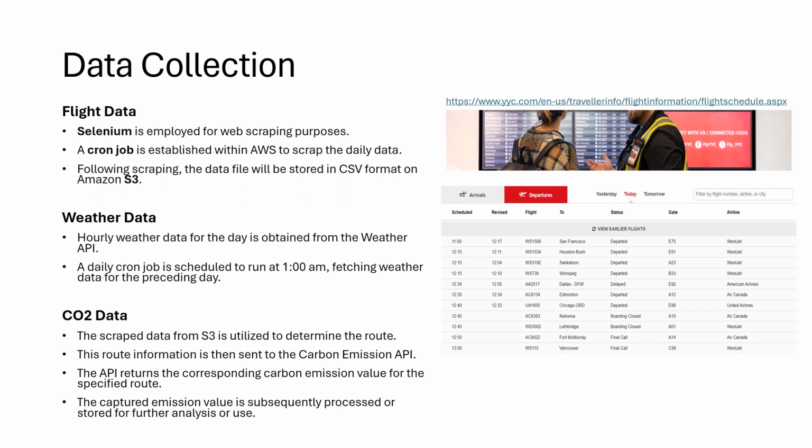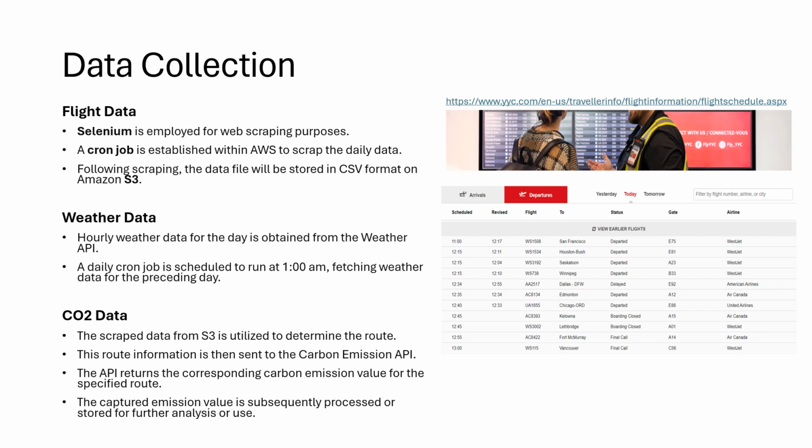Moving on to the data collection, our project has three major datasets taken from three different sources. First and foremost, flight data has been scraped using Selenium from the Calgary Airport Authority website. The snapshot of the website is given on the right hand side, and a cron job is established on AWS just to scrape the daily data. The scraped daily data is stored in an Amazon S3 bucket.